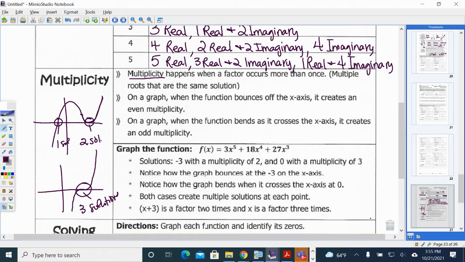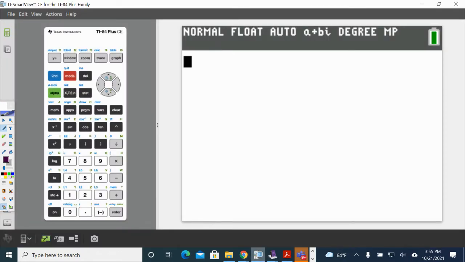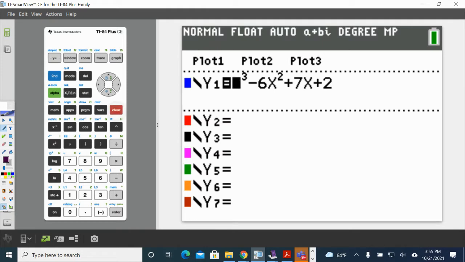So graph the function f of x is equal to 3x to the 5th plus 18x to the 4th plus 27x cubed. So let's look at that. Before I read those bullets, we're just going to graph that. So I'm going to go to y equals. I've got something here, so I'm going to clear it out. And I'm going to put in 3x to the 5th power plus 18x to the 4th power plus 27x to the 3rd power. So a couple things here. This is a quintic function because it has a degree of 5.